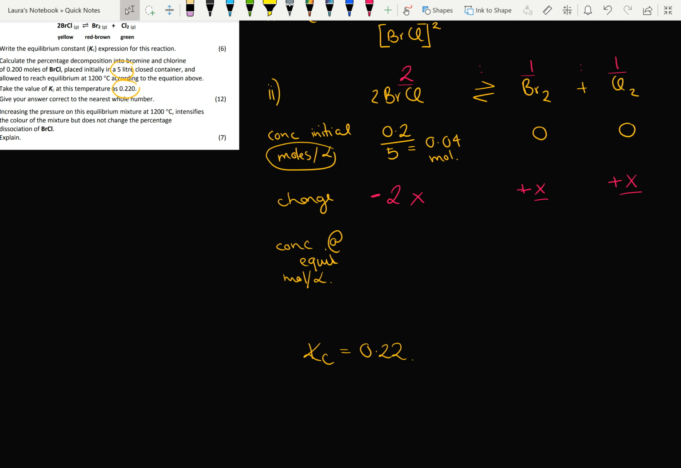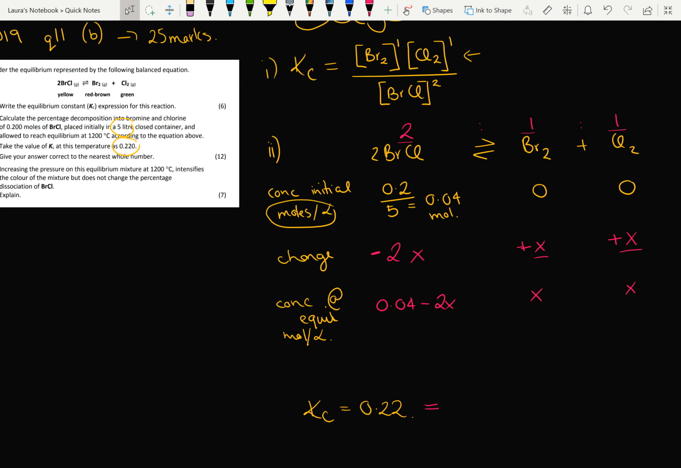So that allows me now to finish off this table and to complete the final row. So I know that my concentration of my reactant at equilibrium is 0.04 minus 2x. I know that I've got x amount of my Br2 and I've got x amount of my Cl2. Now what I can do with this is fill these concentrations into the Kc that I wrote up at the top. So I've got the concentration of Br2, the concentration of Cl2, divided by the concentration of BrCl, which we have calculated to be 0.04 minus 2x, squared.